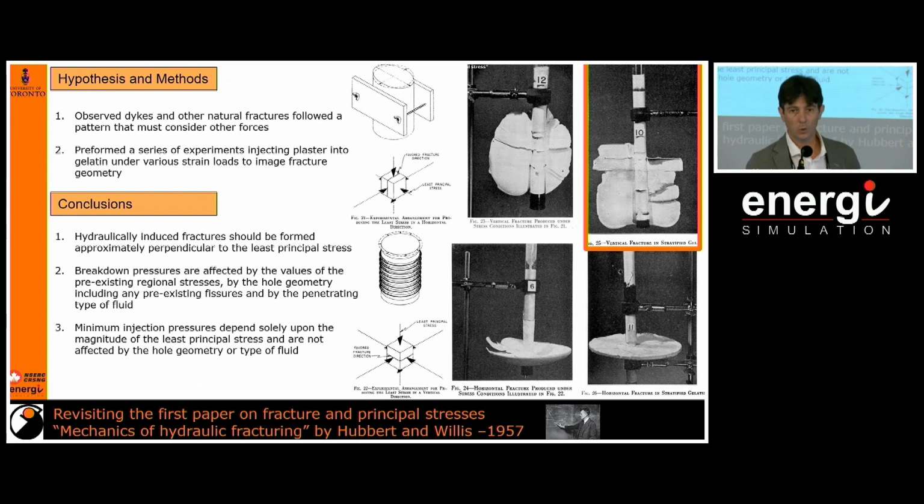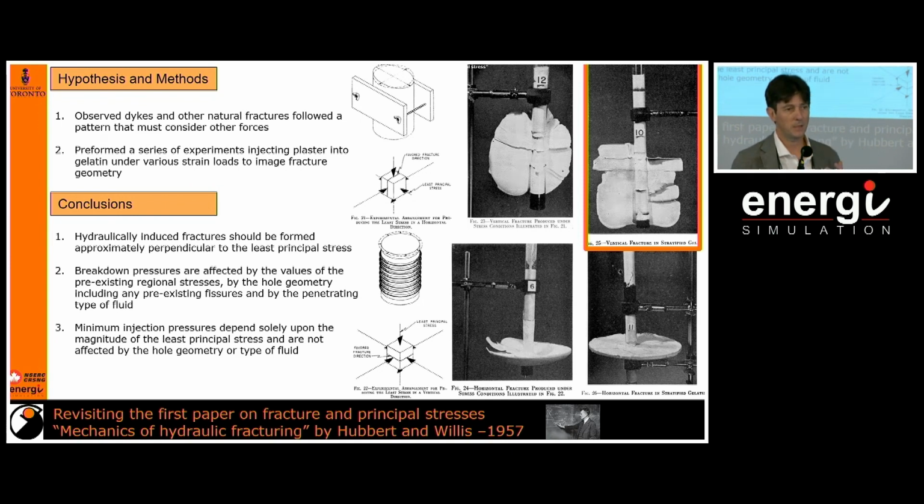Now, when you look a little bit back, in 1957 the first paper by Hubbert and Willis found, through experiments, that when you hydraulically fracture a material, that material will split in a direction that is a function of the principal stress, and the fracture will open against sigma 3.